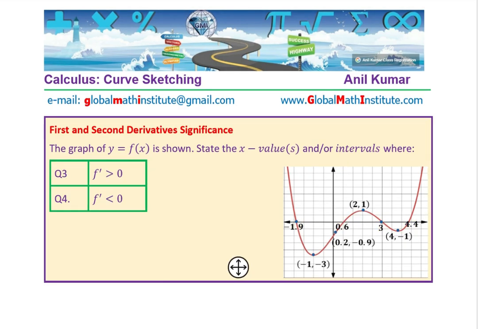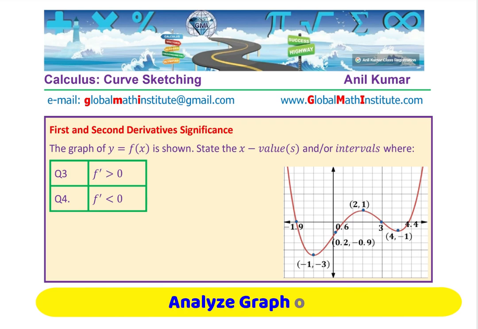Let's move on and take the answer to question number 3, which is, where is the first derivative greater than 0? Now what does that mean? When I say the first derivative is greater than 0, it means the function f of x is increasing, right?